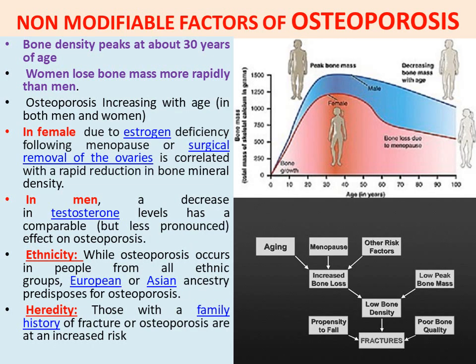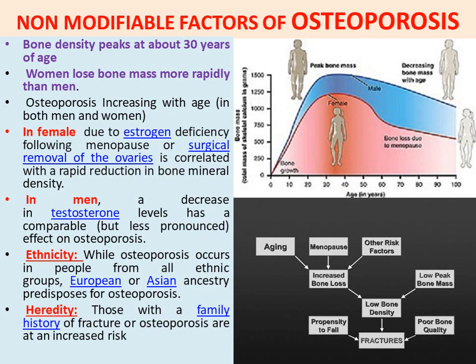Next, non-modifiable factors of osteoporosis: bone density peaks at about 30 years of age. So maximum bone density will be at 30 years. At the age of 30 years, bone density will be high. Women lose bone mass more rapidly than men. Osteoporosis increases with age in both men and women.